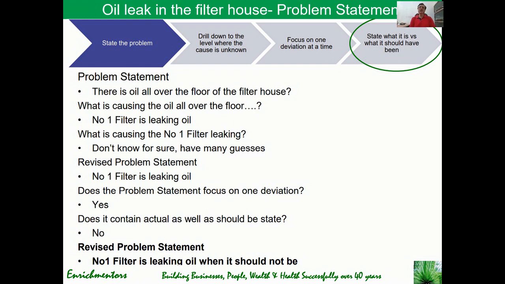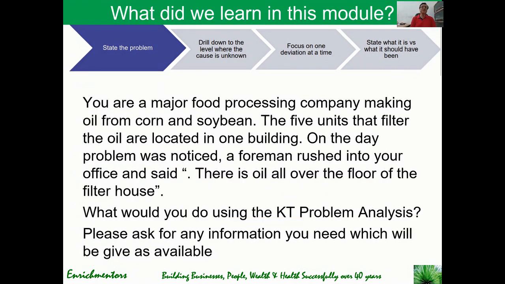So what did we learn in this module? What we learned in this module is, in the case application of the oil all over the floor, that the problem statement as stated apparently may not be the right one, and we need to apply the 3 steps of the process: go to the level where the cause is unknown, focus on one deviation at a time, and include in the problem statement what is the state versus what it should have been, right?